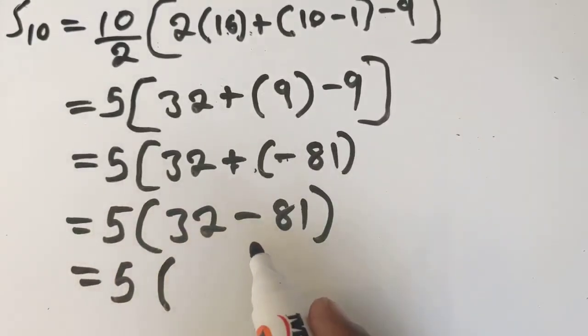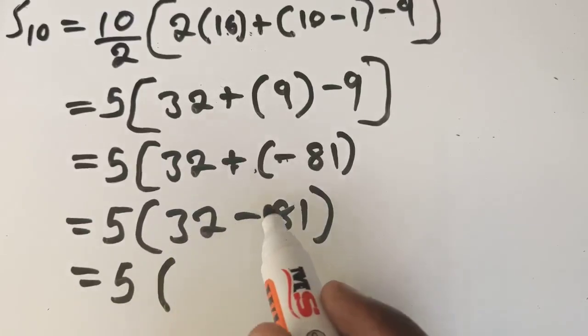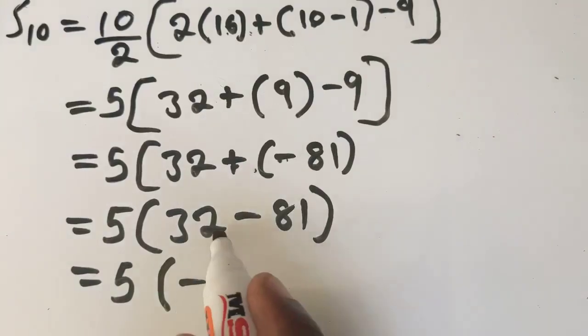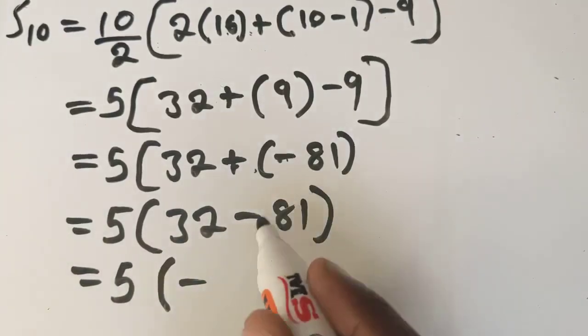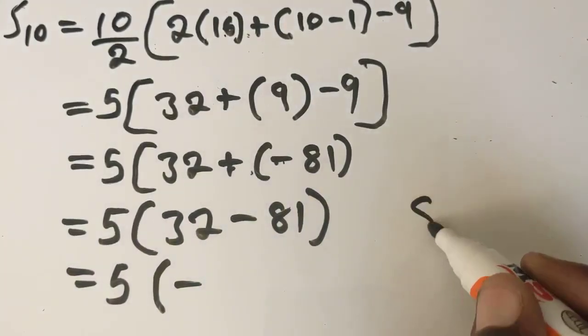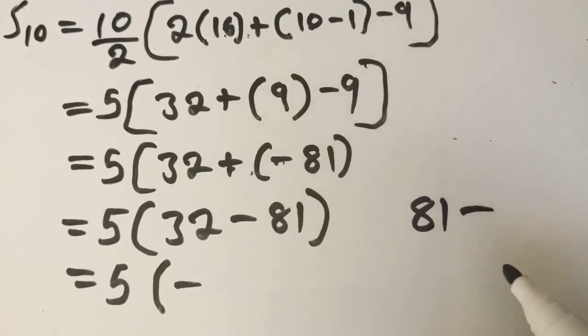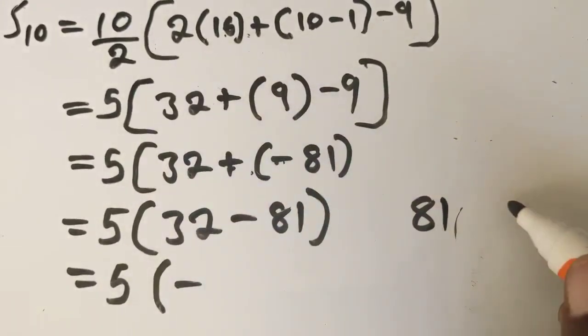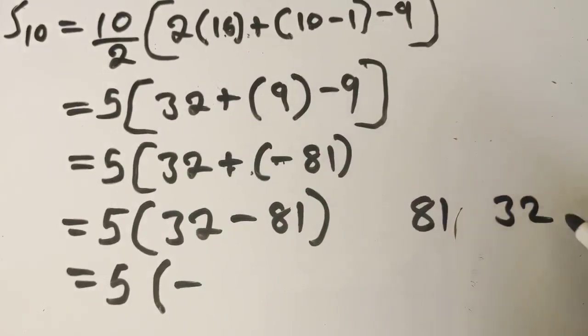So 32 minus 81. I said that when you are subtracting a bigger number from a smaller number, you know that the answer will be negative. Just put that in your head. Then you take the bigger number and put it on the left-hand side, that is 81. Then you put the smaller number on the right-hand side, that is 32.